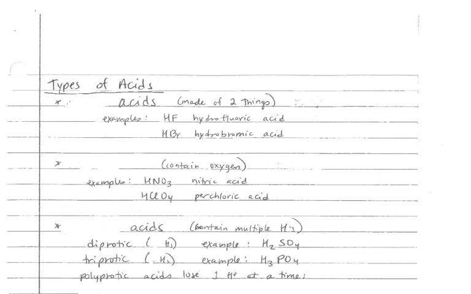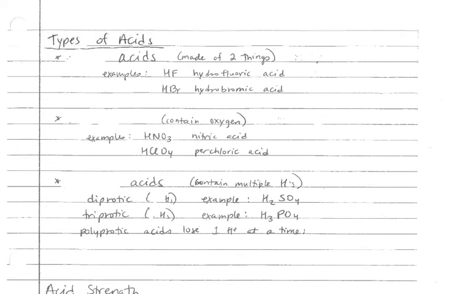Now we're going to talk about some different types of acids and acid strength before we go back to chemical equations. Most of the acids that we will talk about are binary acids. Binary means it's made of two things. So examples are hydrofluoric acid, or hydrobromic acid, or hydrochloric acid, HCl. We see those a lot.